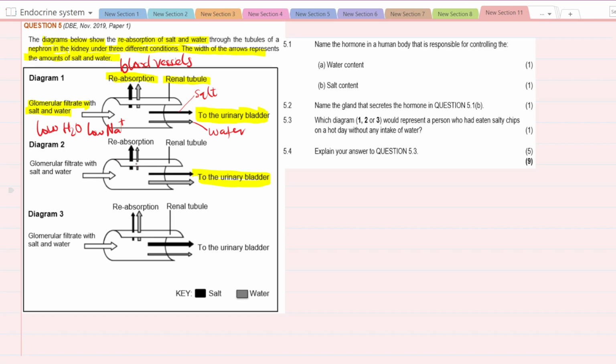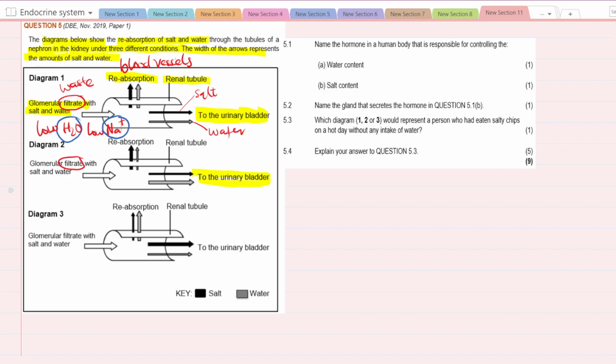Now diagram number 2, as you can see, you still have your filtrate. You must remember your filtrate is your waste. This is the waste that has to be taken out of the body, but this waste can contain certain important things such as water as well as salt. So your body doesn't want to lose these two. Let's see on diagram 2 what is happening.